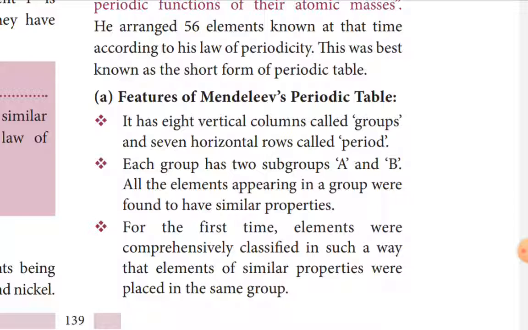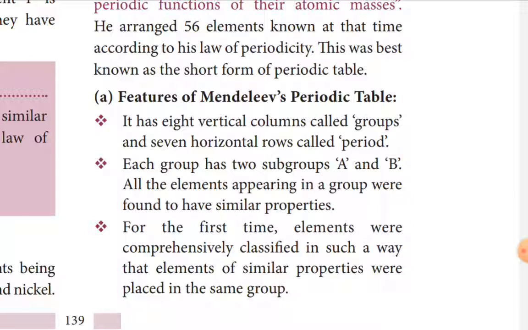Mentally arrange the elements in the form of groups and periods. The question will be asked, what are groups? Elements in the vertical columns are called groups, and the elements in the horizontal rows are called periods. How many groups are there? 8 groups are there.